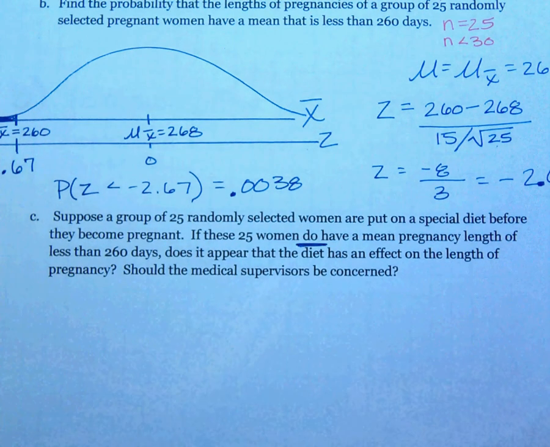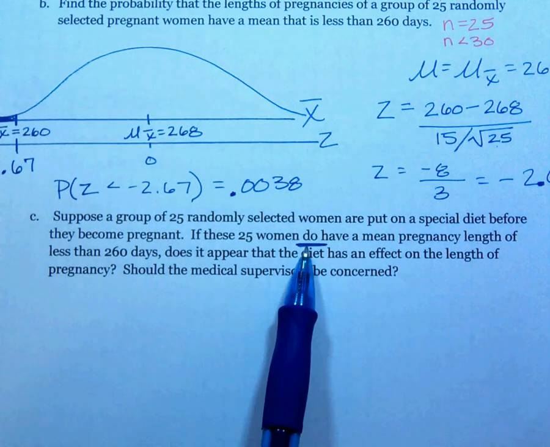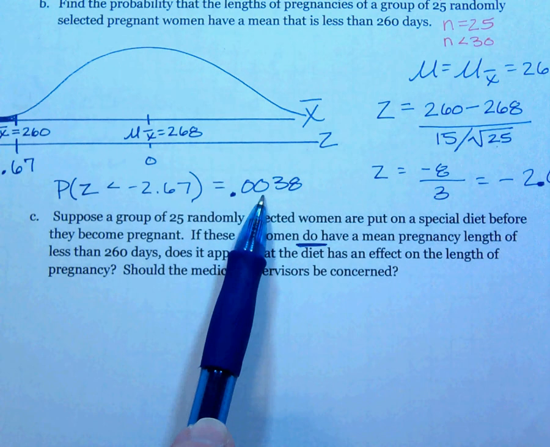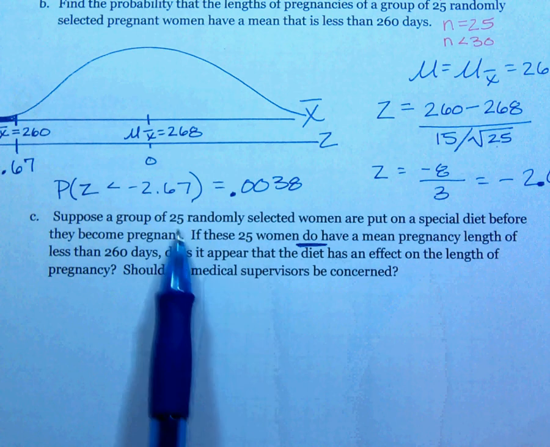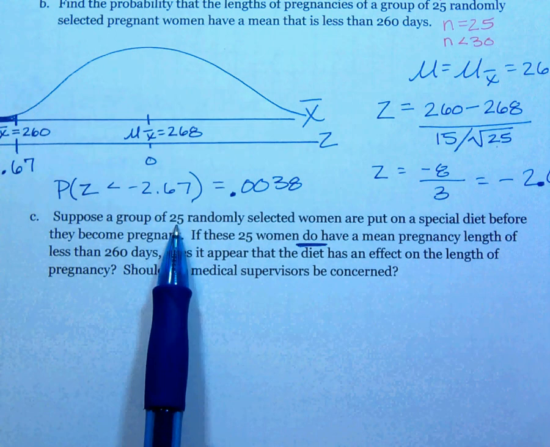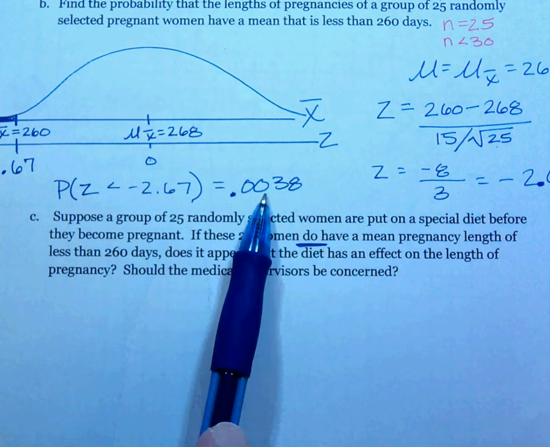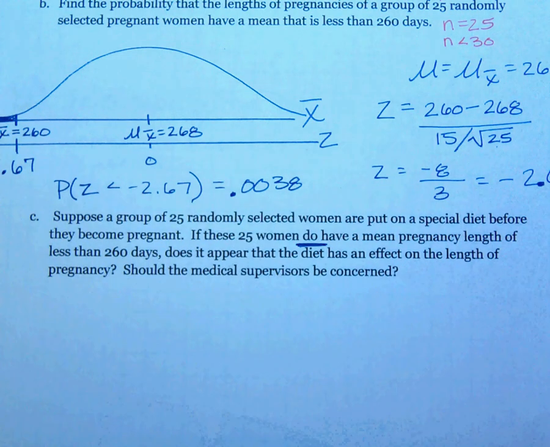This is where the rare event rule for inferential statistics comes in. No, something else had to affect it. I really don't believe that we got something this low of a probability by chance. So it would appear that the diet would have an effect. So if all 25 of those women were put on the diet and their mean pregnancy length was less than 260 days, which is such a low probability, something else was affecting it.